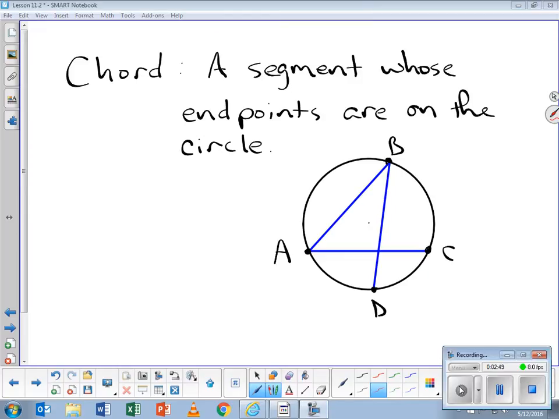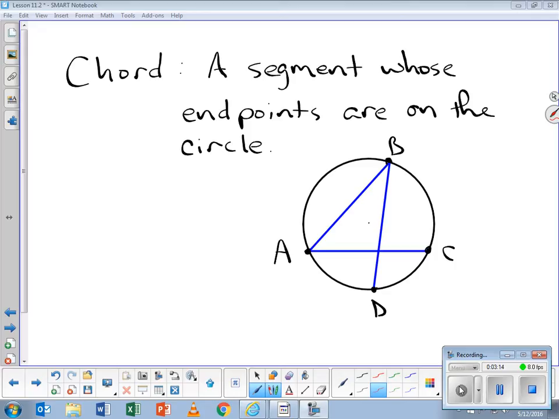So, can anybody name a chord in this picture? Connor? Segment AB. Any other chords in this picture? Magnolia? Segment AC. And do we have a third one? Olivia Howell? Segment BD. All three of those are chords.